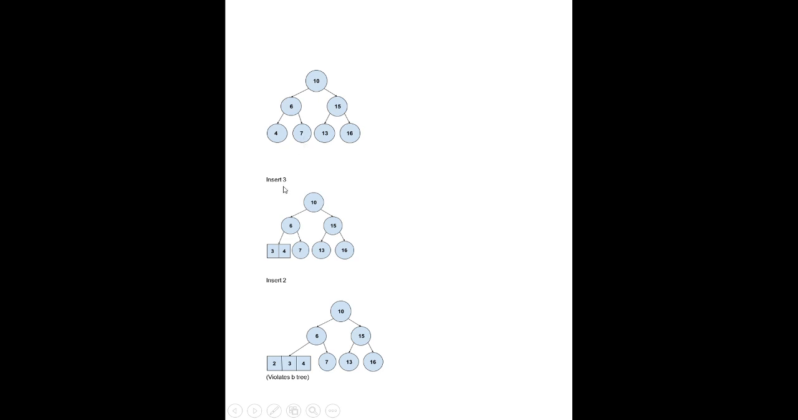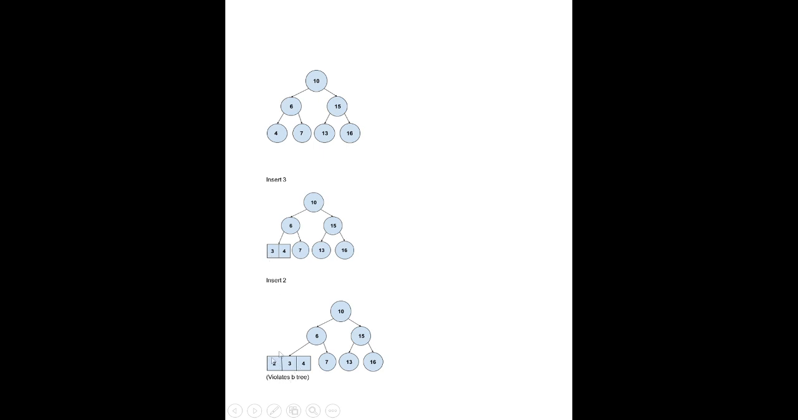So next we insert number 3. 3 is inserted to the left of 4, because it is smaller than 4. Next we insert number 2. 2 is inserted to the left of 3, because it is smaller than 3.